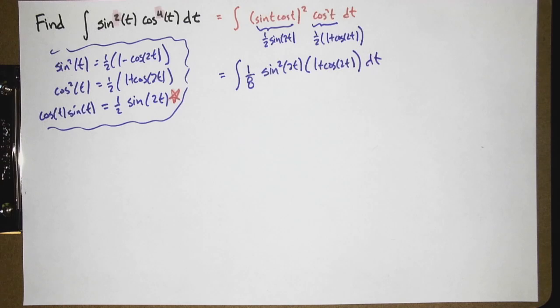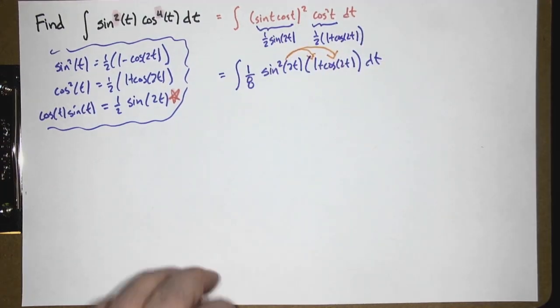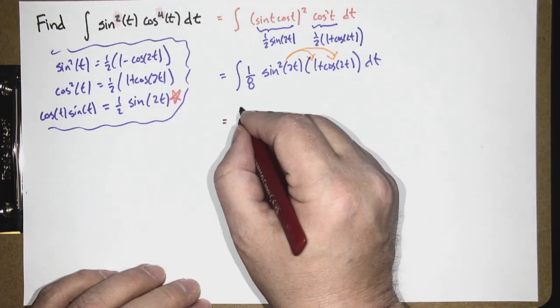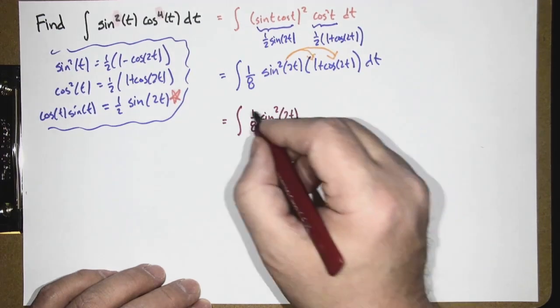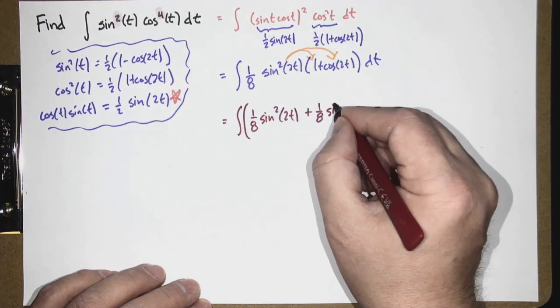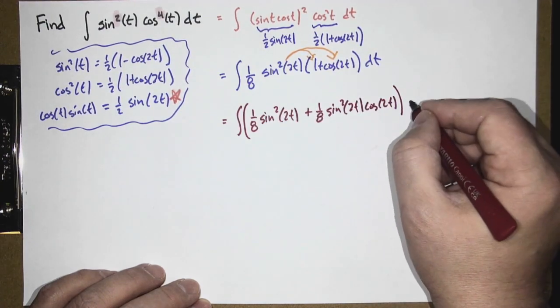All right. Now, what can we do? We can distribute, expand out. This frequently happens, perfectly reasonable to do where we're allowed to do it. Very unreasonable to do when we're not allowed to do it. So you have 1/8 sine squared of 2t plus 1/8 sine squared of 2t cosine 2t dt.